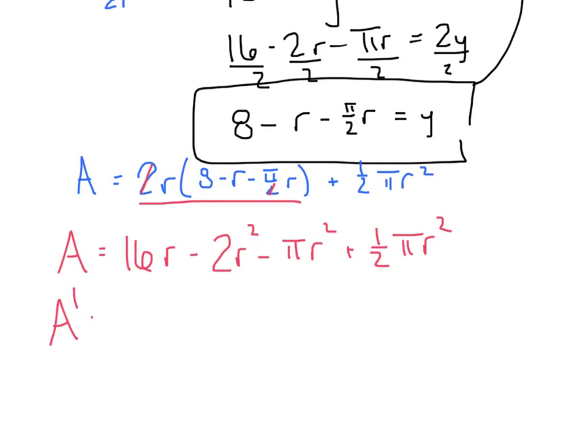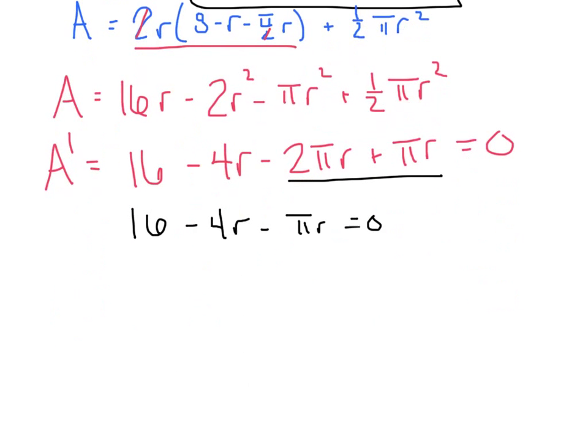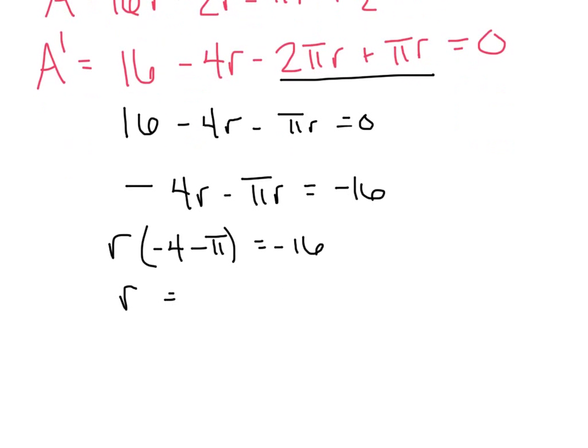Now I can take my derivative and set it equal to 0. So that becomes just 16 minus 4r minus 2 pi r plus half times 2 is gone, pi r equals 0. I'm going to keep cleaning it up. You'll notice I have two like terms I can actually add together. So I get 16 minus 4r minus pi r equals 0. And my goal is to solve for r. So I've got minus 4r minus pi r equals negative 16. And I'm going to factor out the r by saying that's negative 4 minus pi. And r equals, let's see, negative 16 all over negative 4 minus pi.